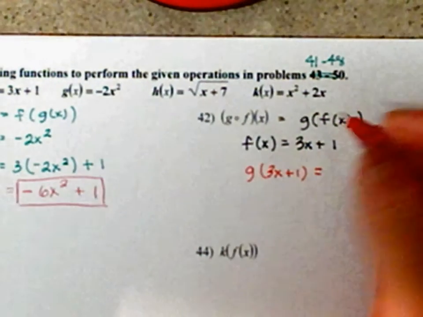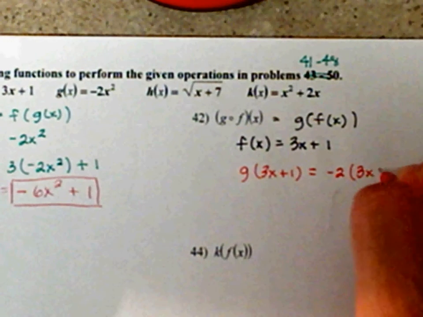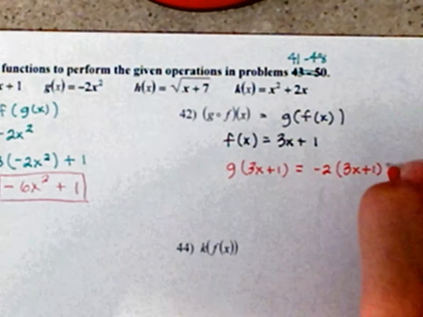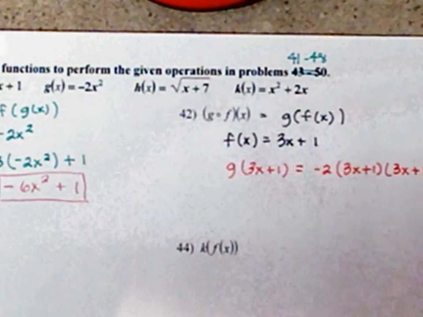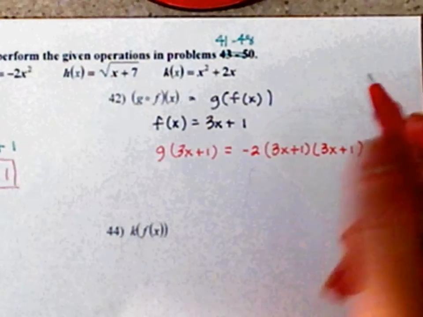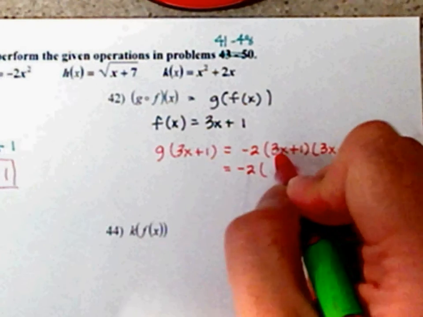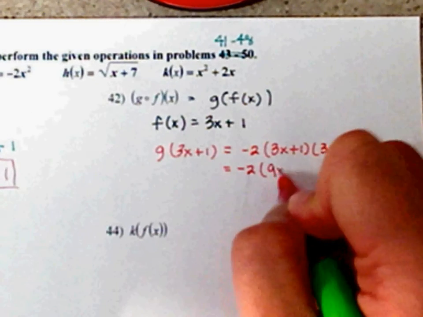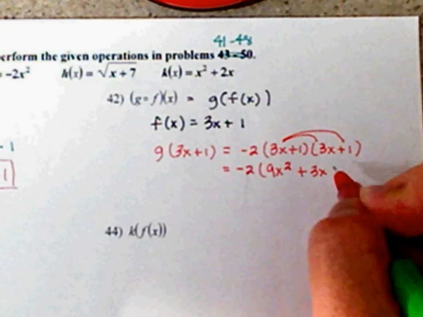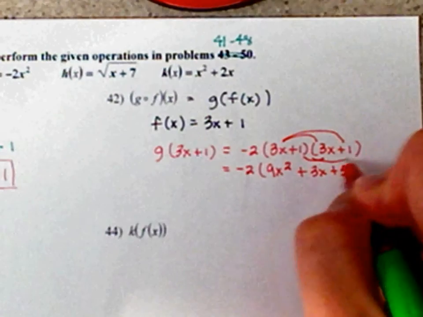So that comes out to be negative 2 times your x squared. What is your x squared? 3x plus 1 squared. Since it's a square, I'm going to just rewrite it twice. Go ahead and distribute and work out your math. I'm going to take care of the two sets of parentheses first. 3x times 3x is 9x squared. 3x times 1 is positive 3x. 1 times 3x is plus 3x, and 1 times 1 is plus 1.